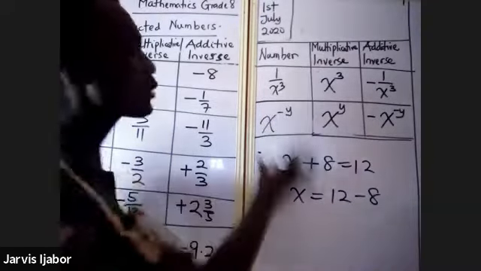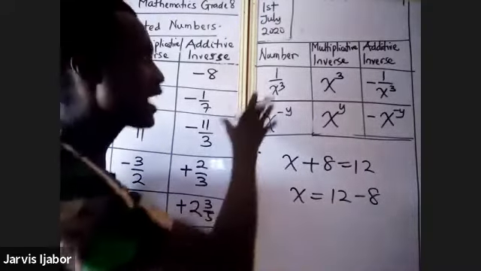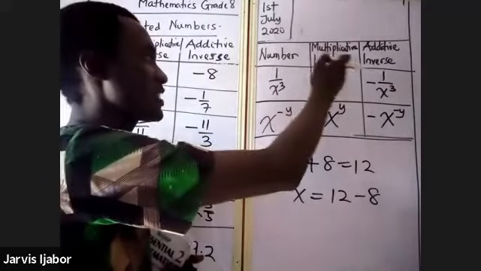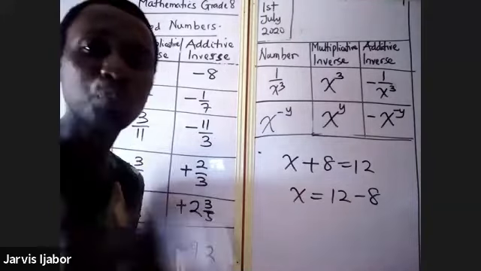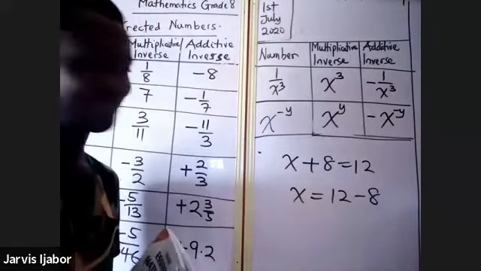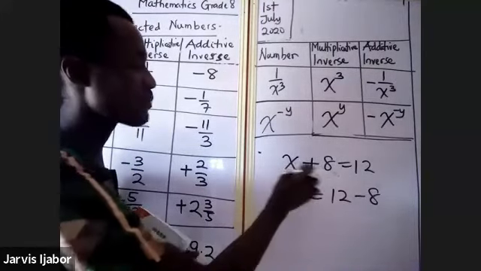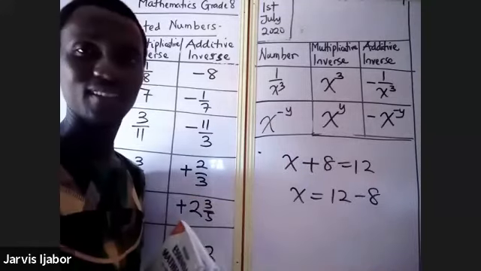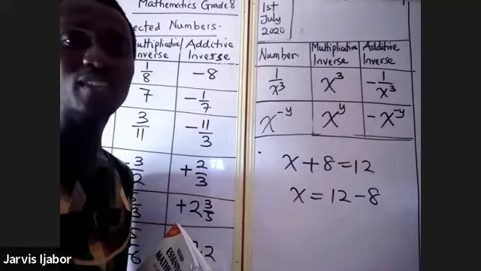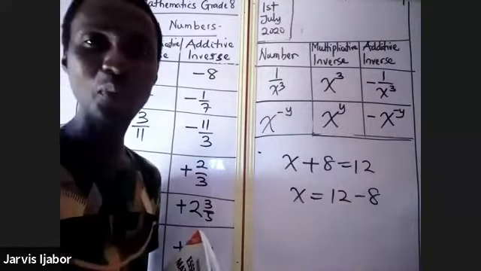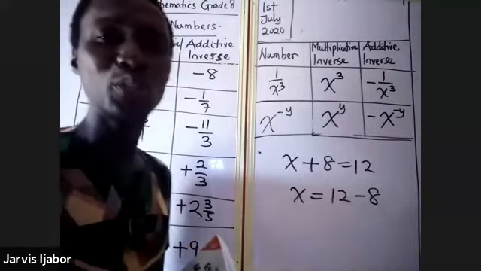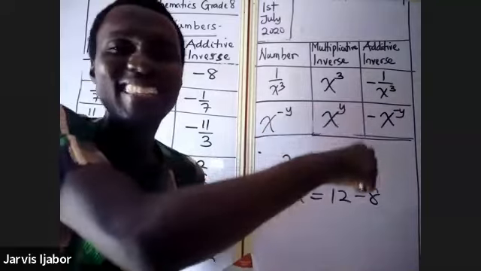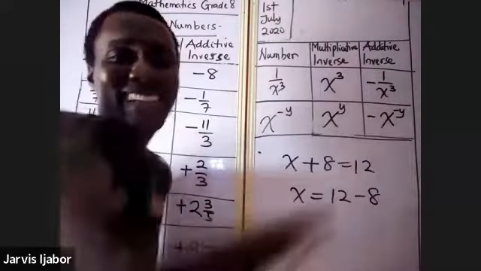Okay, now let's look at how this concept of multiplicative inverse and additive inverse applies to your simple equations. If you have x plus 8 equal to 12, I hear people say you move 8 to the other side. No, what you have done is that to clear this 8, you add its additive inverse to the other side.